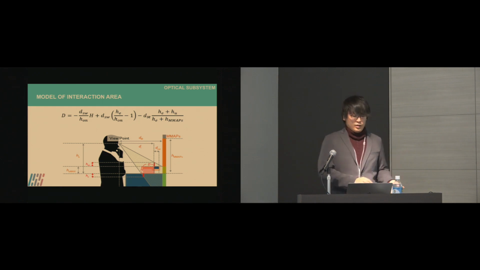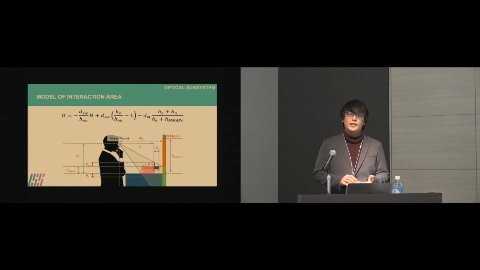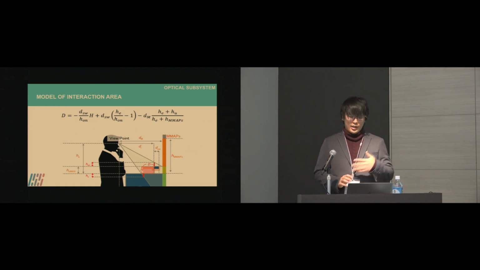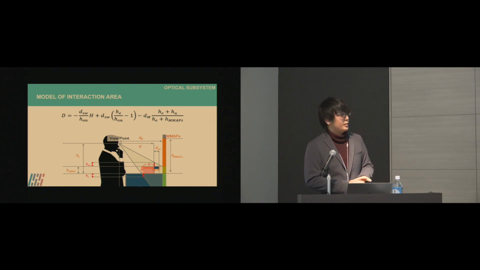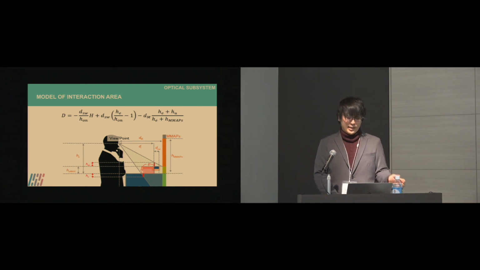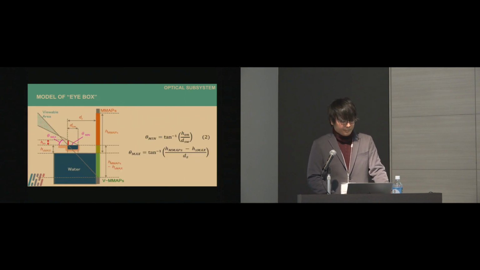Since the viewing angle of the mid-air image is narrow, it is necessary to design the interaction area. So we made a model of the interaction area. The area is where the image can move and the user can scoop. With the model, you can design the scooping distance and image moving range.